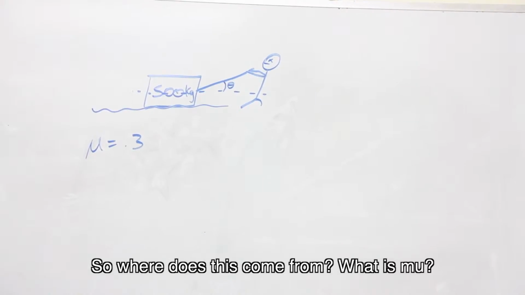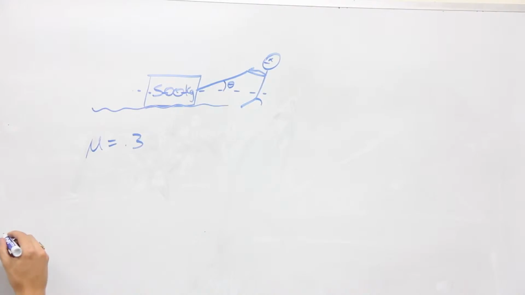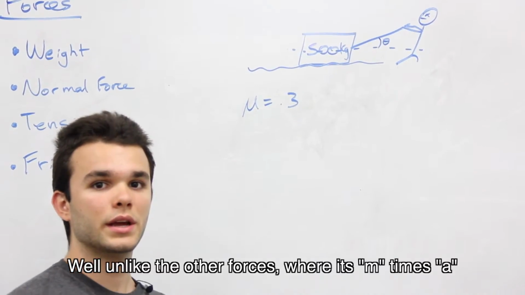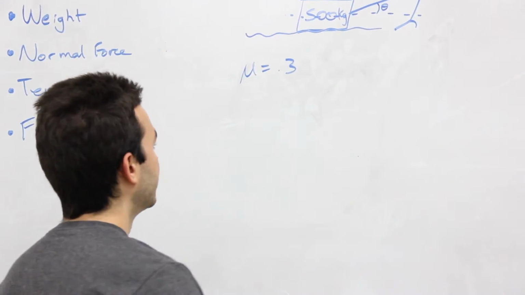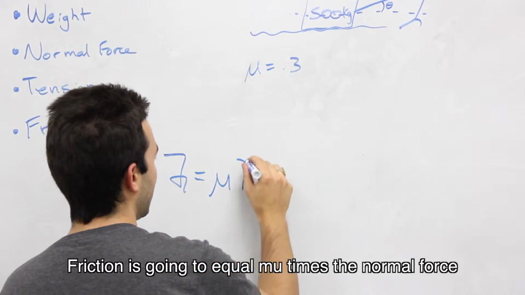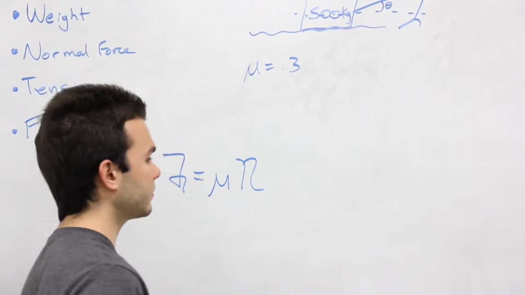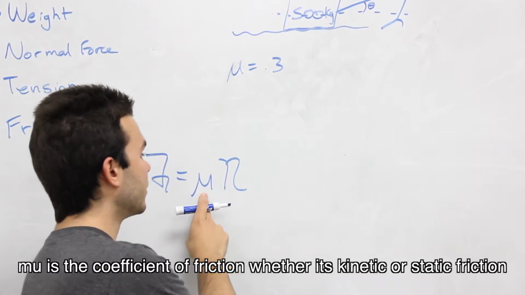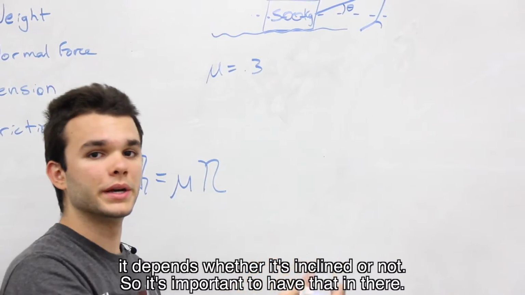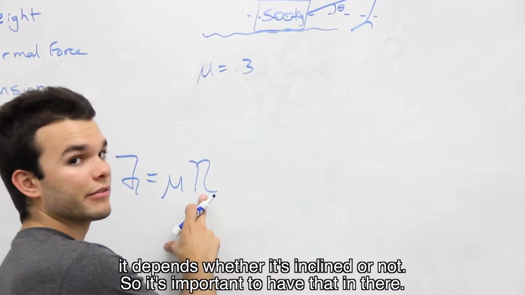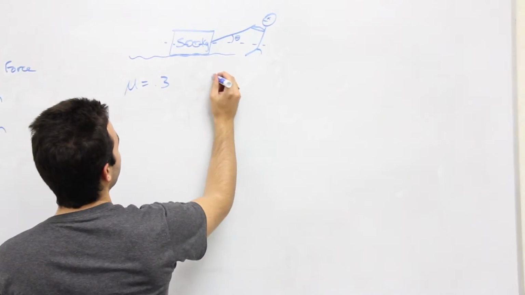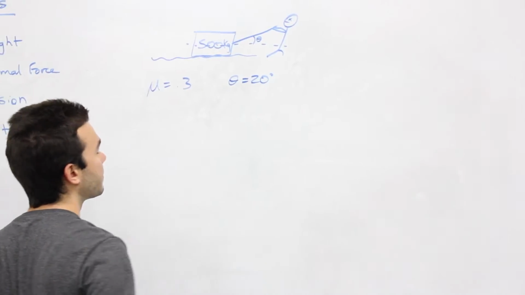So where does this come from? What is mu? Well, unlike the other forces where it's m times a, friction is going to equal mu times the normal force. Mu is the coefficient of friction, whether it's kinetic or static friction, and normal force is the normal force of the object. It depends on whether it's inclined or not, so it's important to have that in there. So you have theta equals 20 degrees.